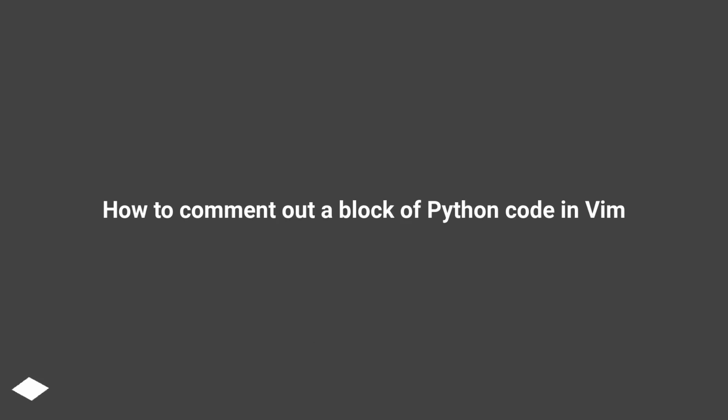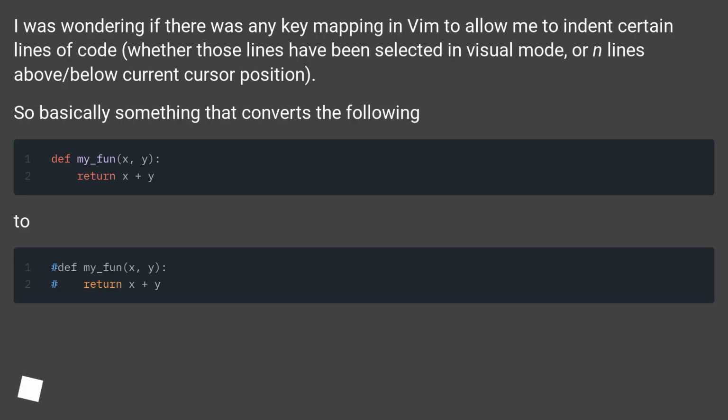How to comment out a block of Python code in Vim. I was wondering if there was any key mapping in Vim to allow me to comment certain lines of code, whether those lines have been selected in visual mode, or n lines above/below the current cursor position. So basically something that converts the following.